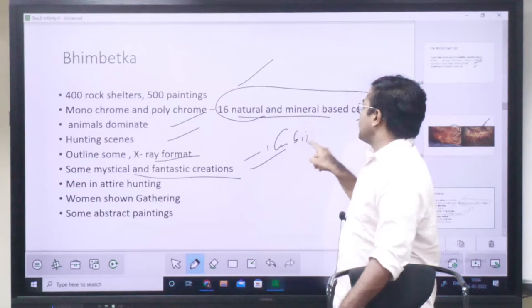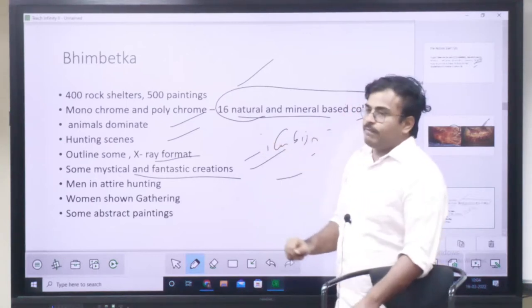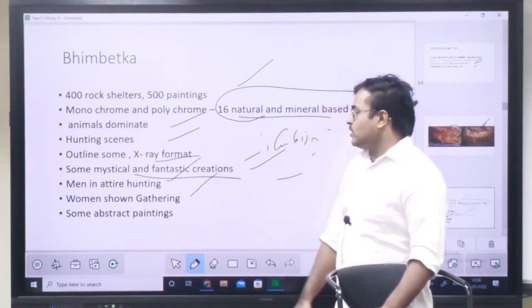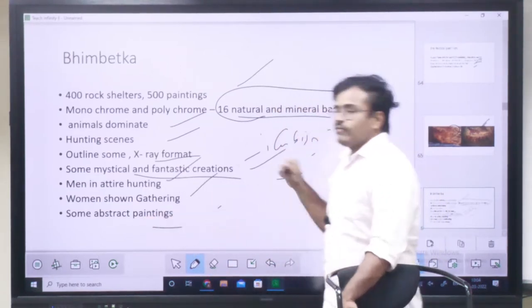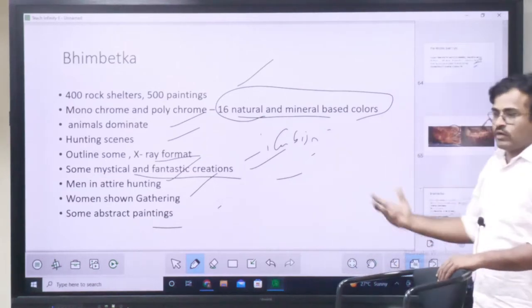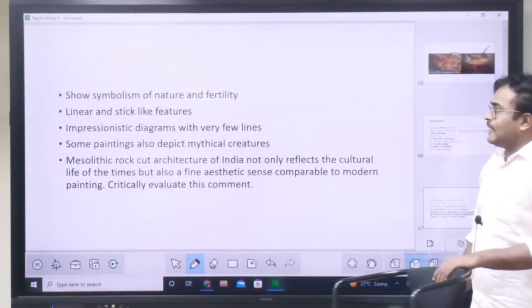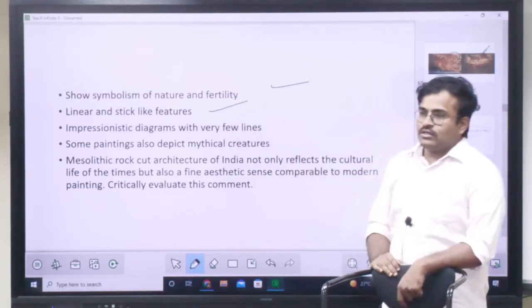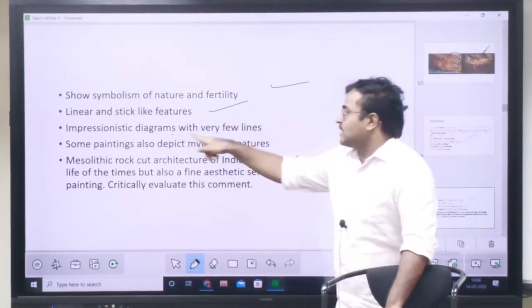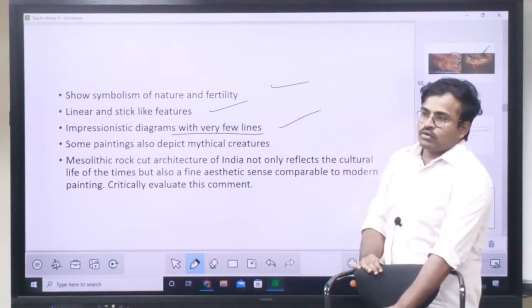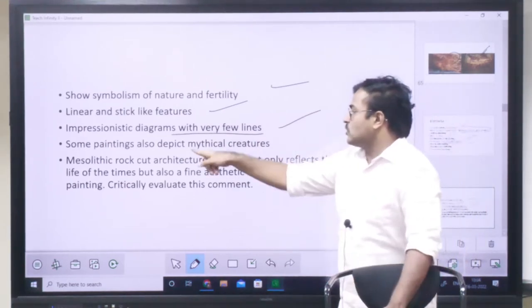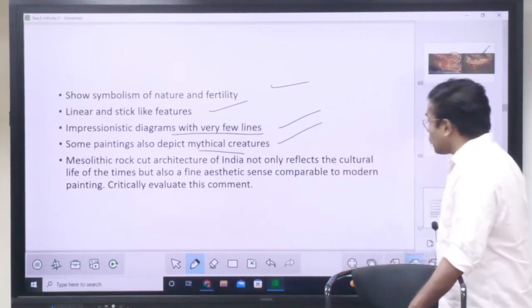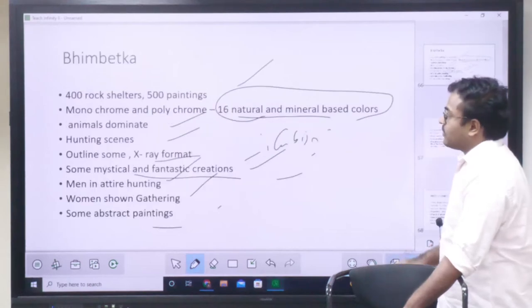Okay, I'll dictate some things. Cubism concept, and men in various attires shown in hunting positions. Women shown gathering. There are some abstract paintings also, which are based on symbolism. Just now I talked about it. Abstract paintings show symbolism of nature and fertility. Linear and stick-like features are present. They also used impressionistic diagrams with very few lines. Along with that, some paintings also depict mythical creatures. I'll tell about the question. That pretty much sums up the things.